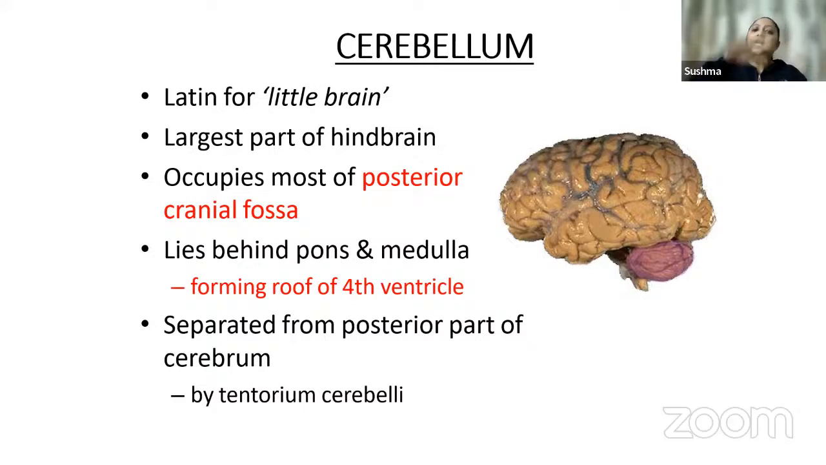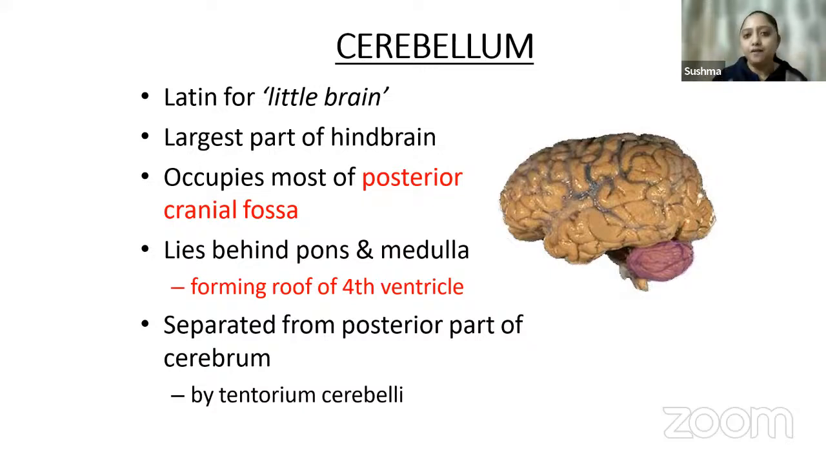Because it lies behind the pons and medulla, it actually forms the roof of the fourth ventricle. If you remember in the last class, I told you medulla is a conical shape. There is a closed end and there's an open end. The open end is what forms the floor of the fourth ventricle. If you imagine medulla to be like this, and here is the floor of the fourth ventricle, you have cerebellum sitting on top like this. So if this is the floor, this becomes the roof. So the floor of the fourth ventricle is formed by the open part of the medulla, whereas the roof of the fourth ventricle is actually formed by the cerebellum. Cerebellum actually lies on top of pons and medulla.